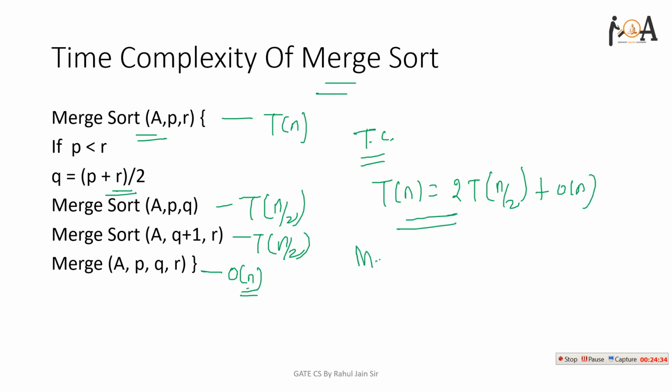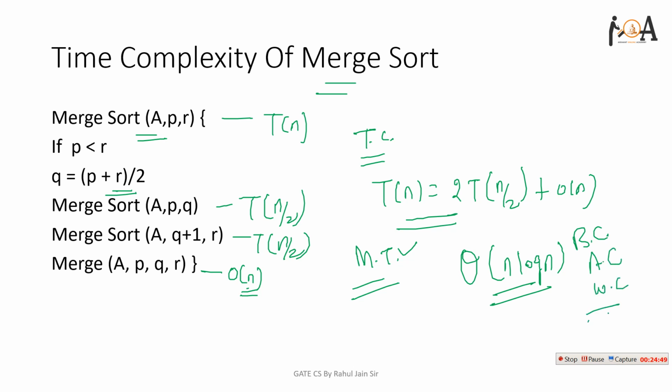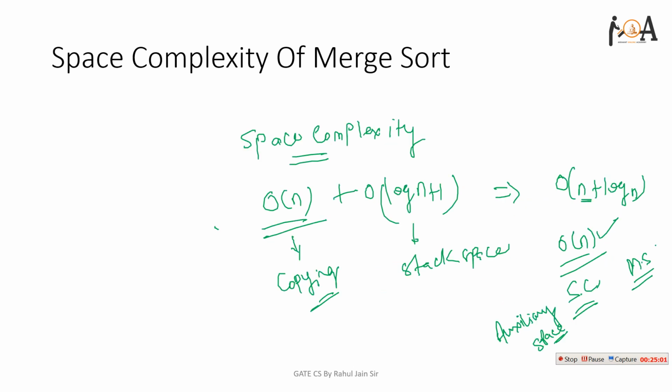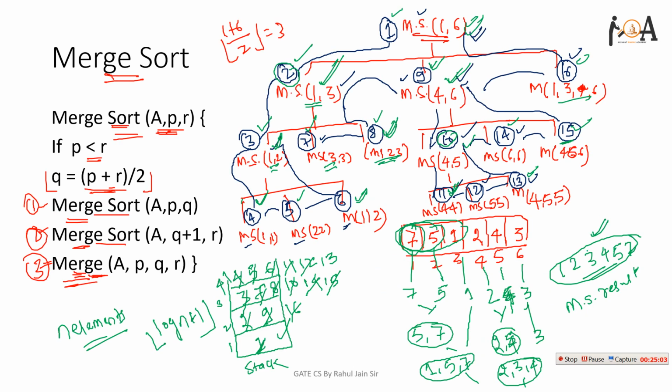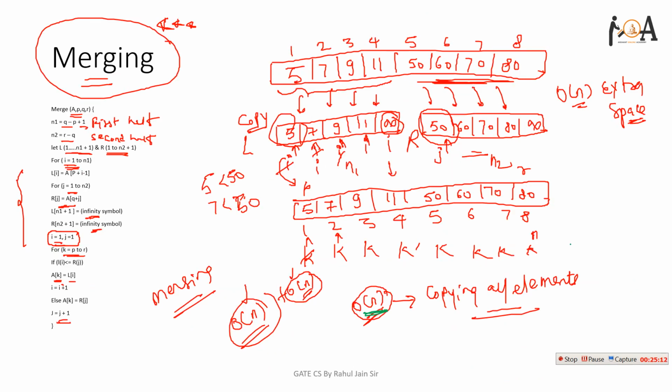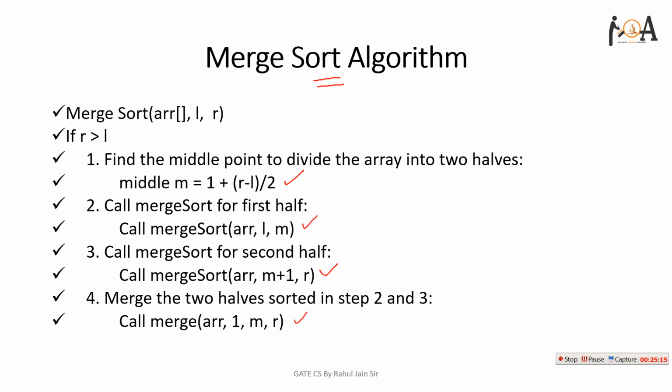And if we apply Master's theorem on it, we will get theta of n log n for the best case, the average case, and the worst case. This would be our time complexity, that is order of n log n. It is the time complexity of merge sort. We have applied Master's theorem on this equation. Space complexity would be order of n. Stack space would be required log n plus 1, and merging is like this, and this is the merge sort algorithm.